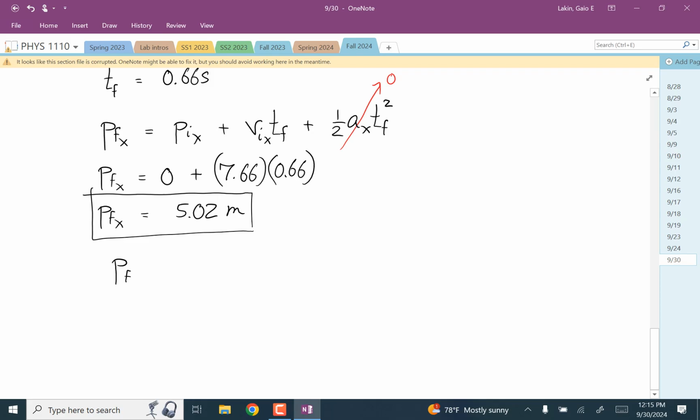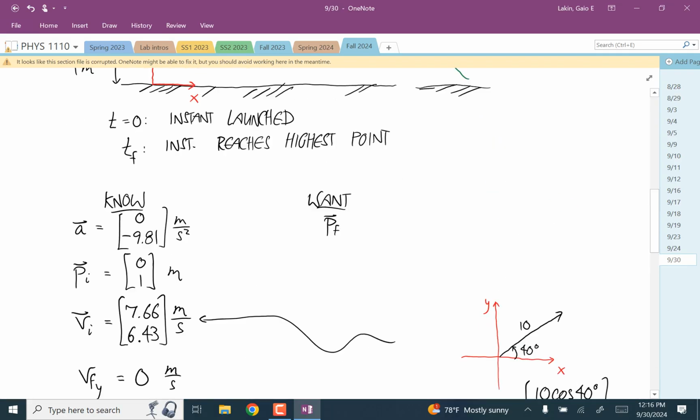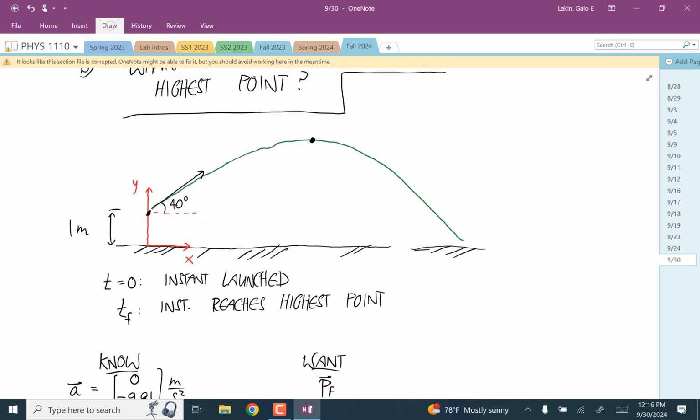And so the final position, the position at the highest point, is 5.02 for X and 3.11 for Y. So that says that when it reaches the highest point, if you draw this vector that goes from the origin to the highest point, that vector has a horizontal component of 5.02 and a vertical component of 3.11. Any questions about that?